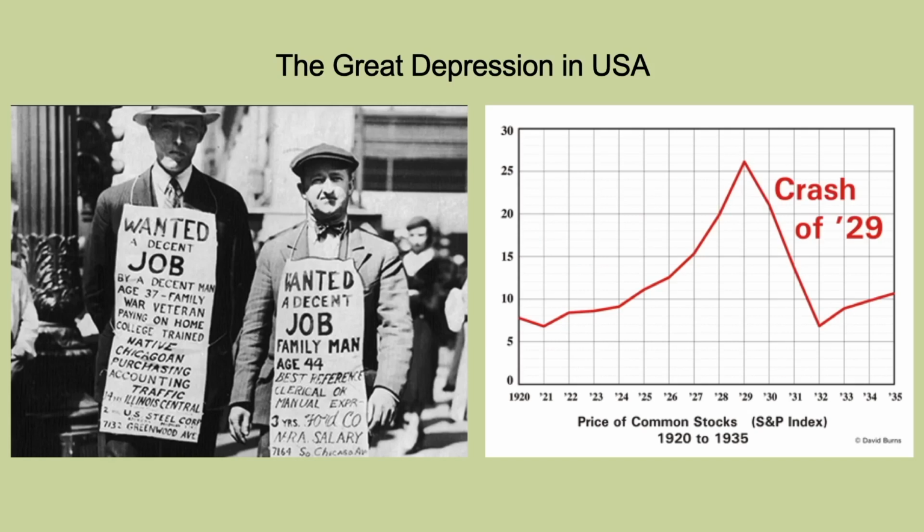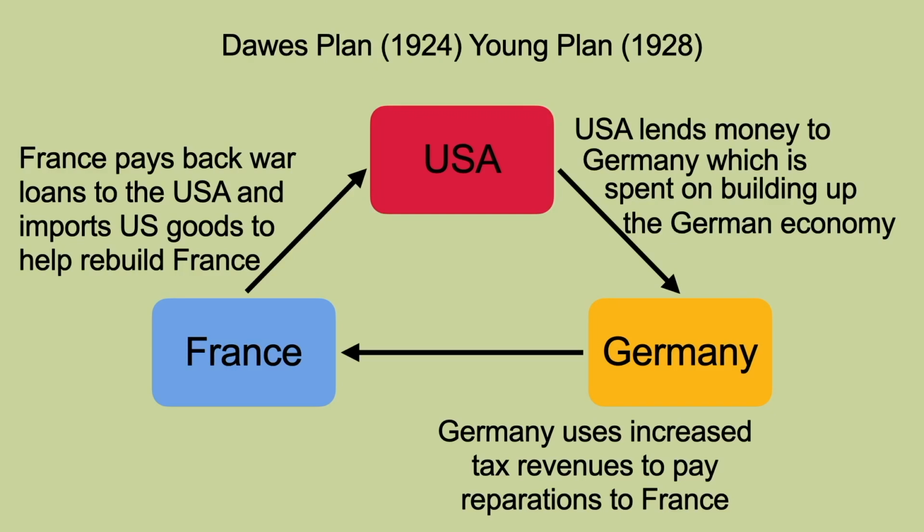Indeed, it was made worse by the Great Depression, which started with the Wall Street crash in America in 1929 and then escalated. Now, of course, this slide shows how the Dawes Plan and the Young Plan gave large loans to Germany so that Germany could then pay its reparations to France, who in turn then owed money to America. This slide demonstrates a rather lethal financial dependence on America.